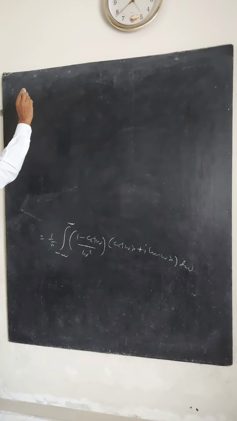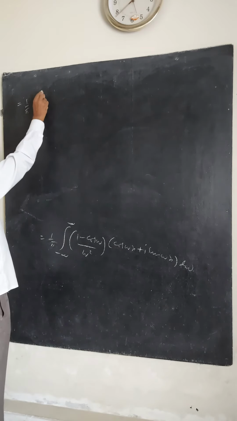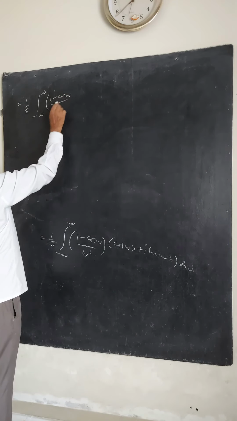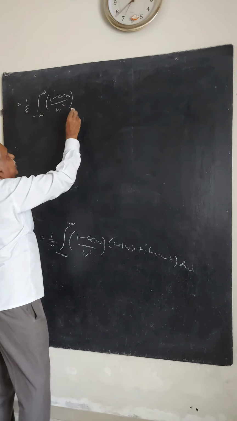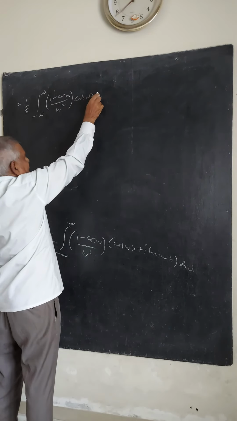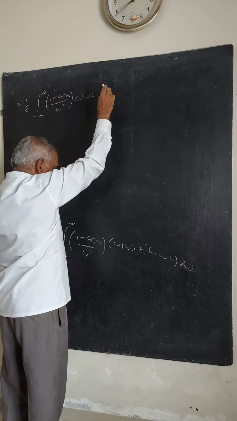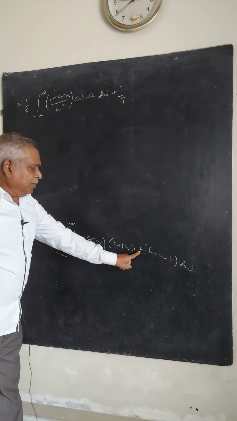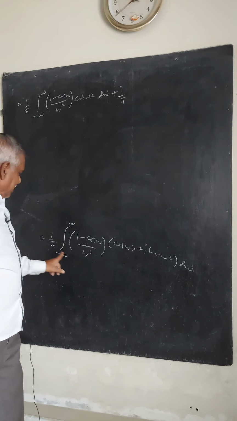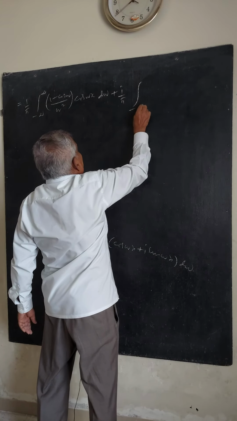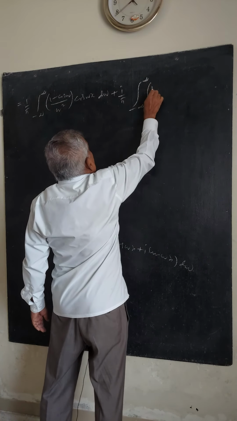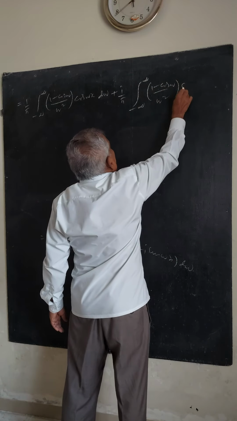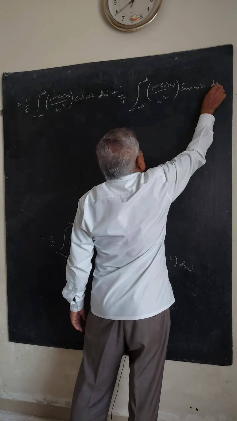Equal to, 2 comes out, root 2 pi times root 2 pi gives 1 by pi, minus infinity to plus infinity, (1 minus cos omega) by omega square, (cos omega x plus i sin omega x) d omega. Separating into 2: 1 by pi, minus infinity to plus infinity, (1 minus cos omega) by omega square, cos omega x d omega, plus i by pi, integral minus infinity to plus infinity, (1 minus cos omega) by omega square, sin omega x d omega.